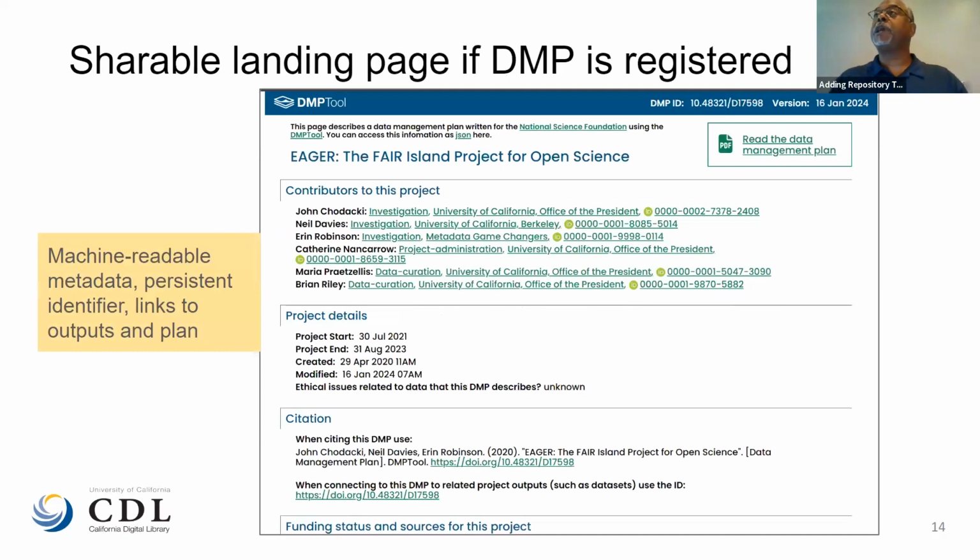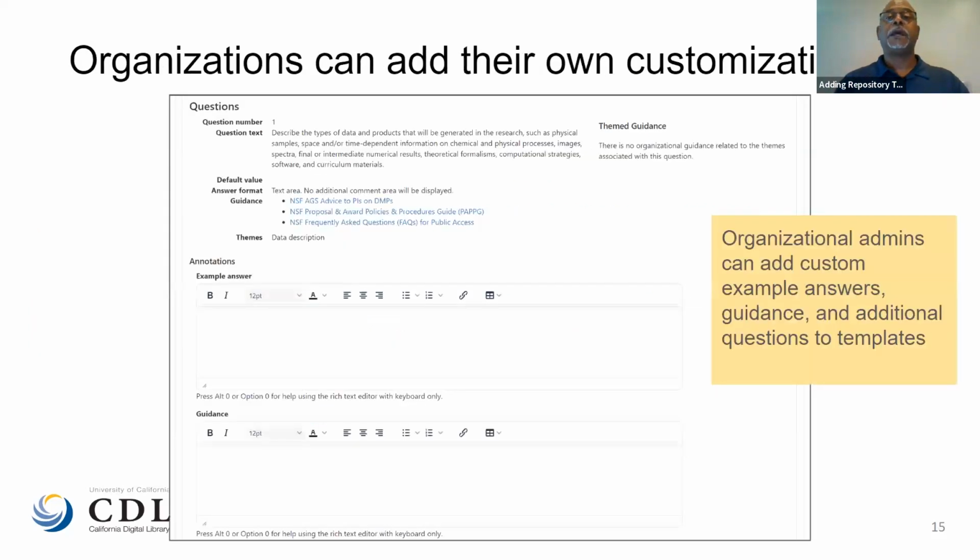There's a shareable landing page once your DMP is done, which has machine readable metadata, which is quite important. And it offers links that you can give other people to your data management plan, notably your funding program officer. So organizations, not just funder specific, but organizations such as Oak Ridge National Lab or NASA, divisions within NASA and NOAA, have their own customization.